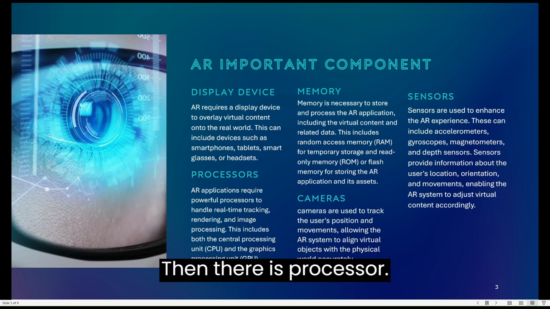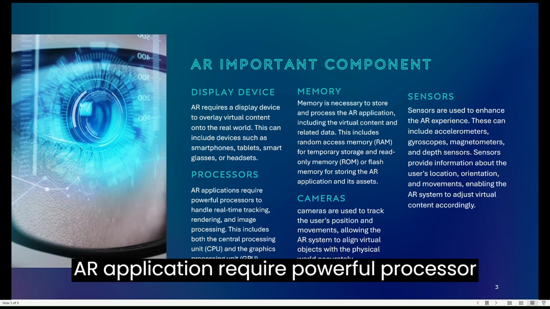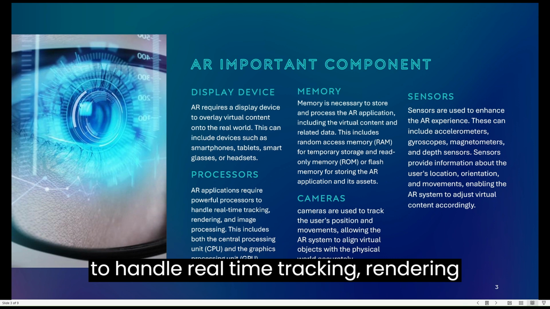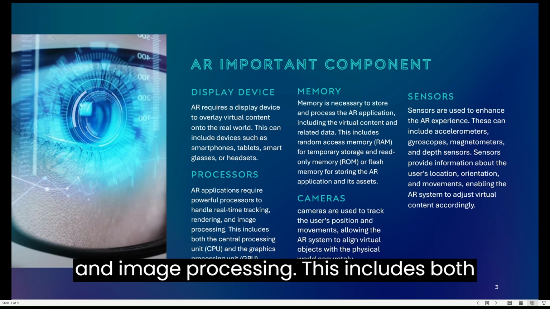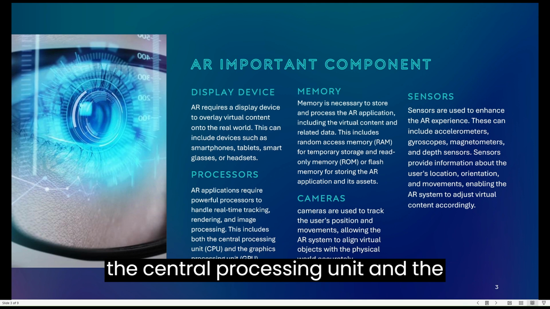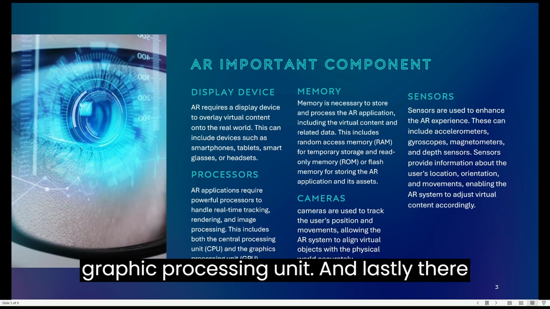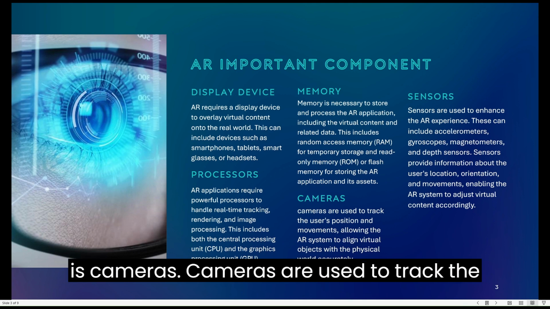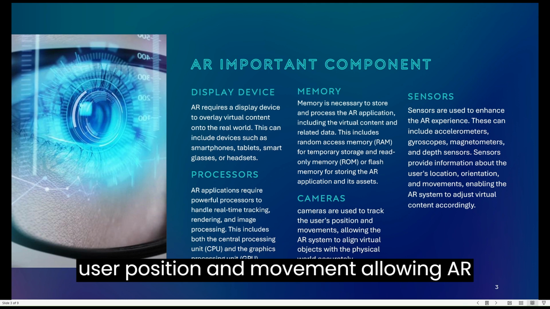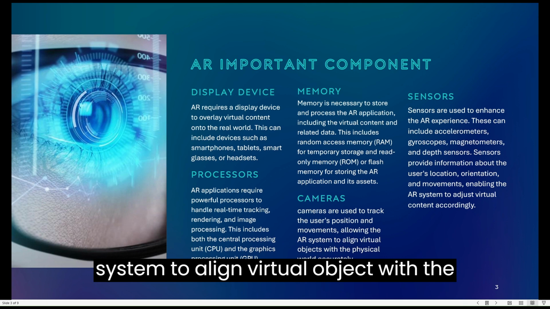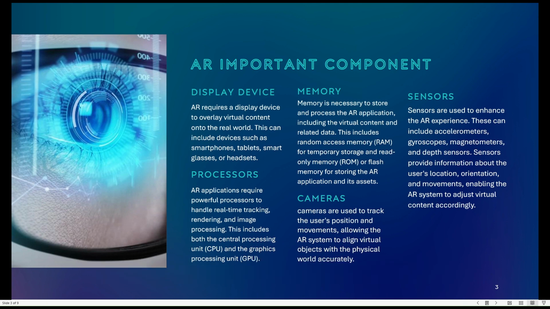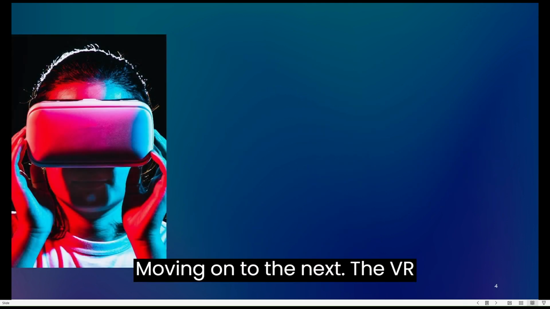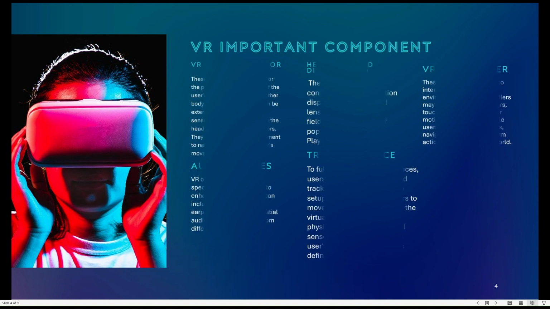Then there is the processor. AR applications require powerful processors to handle real-time tracking, rendering, and image processing. This includes both the central processing unit and the graphics processing unit. And lastly, there are cameras. Cameras are used to track the user's position and movement, allowing the AR system to align virtual objects with the physical world accurately.